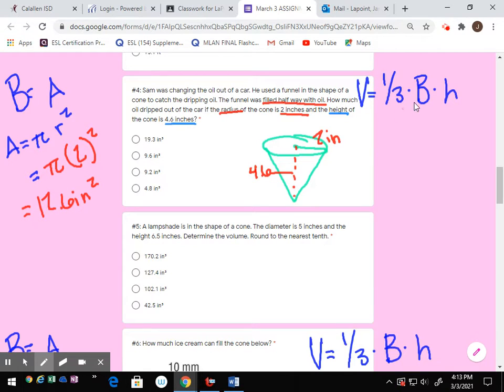So this is big B. Let's plug big B in for here. So we have 1/3. We'll drop that down times big B, which is 12.6, times the height of the whole cone, which we can see is 4.6.